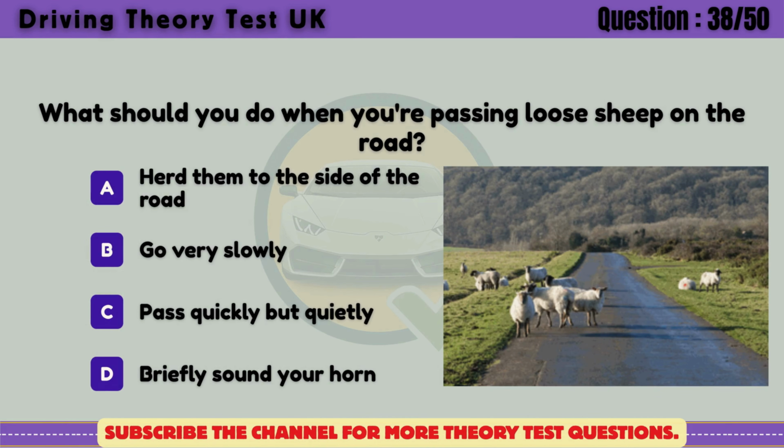Question 38. What should you do when you're passing loose sheep on the road? Option A. Herd them to the side of the road. B. Go very slowly. C. Pass quickly but quietly. D. Briefly sound your horn.